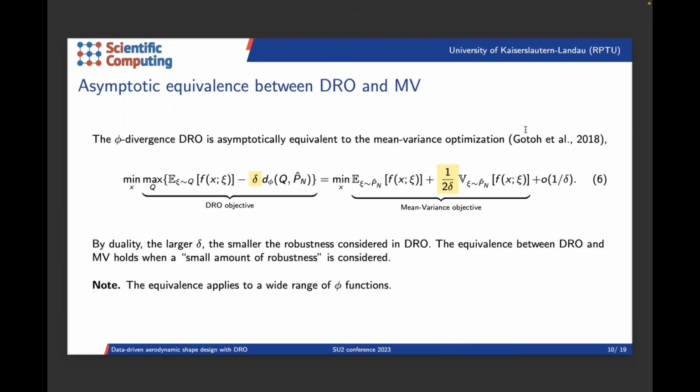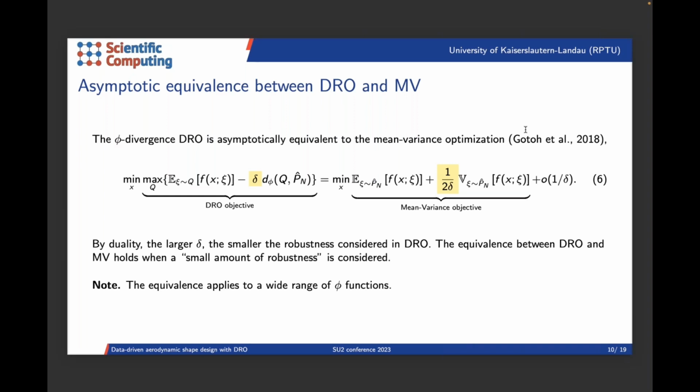Recently, in the work of Goto and others, they have shown that the phi divergence DRO is asymptotically equivalent to mean variance optimization. Here on the left we have the DRO objective, and on the right we have the variance objective, plus a term that is in the order of 1 over delta. Then the penalty parameter delta also appears in the weighting factor for these two objectives. And by duality, the larger the delta, the smaller the robustness considered.